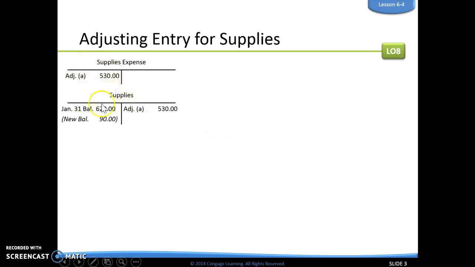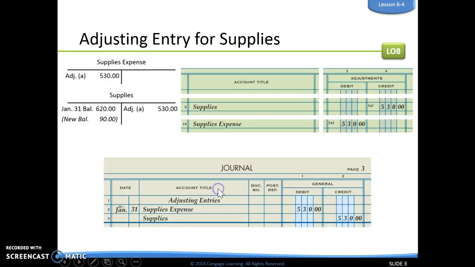So this is where we're seeing our supplies. Remember, we already figured out what that adjustment was. We put it on our worksheet. Here it is on our worksheet. Now what we're doing is we're taking it from our worksheet and we're putting it into our journal.